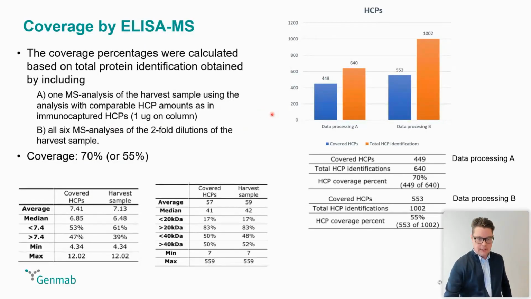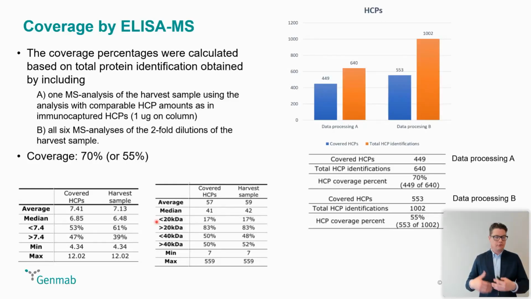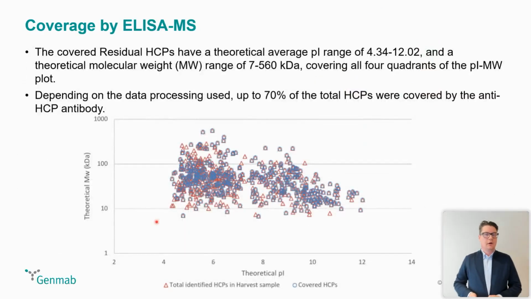What we also found interesting here again is this also gave us information around what kind of size proteins were covered the most. And as you can see here, especially proteins above 20 kilodaltons are really highly covered, whereas proteins below 20 kilodaltons are not so well covered. So using MS data and MS analysis gave us actually a lot of different knowledge. What we could see from our ELISA-MS is that the reagent that we used covered quite well all of these 4 quadrants of the PI molecular weight plot.